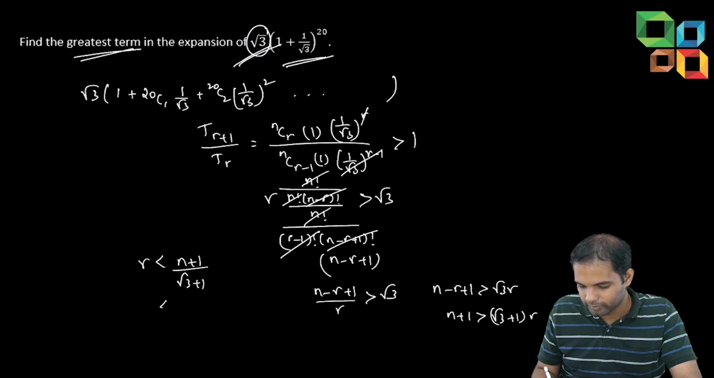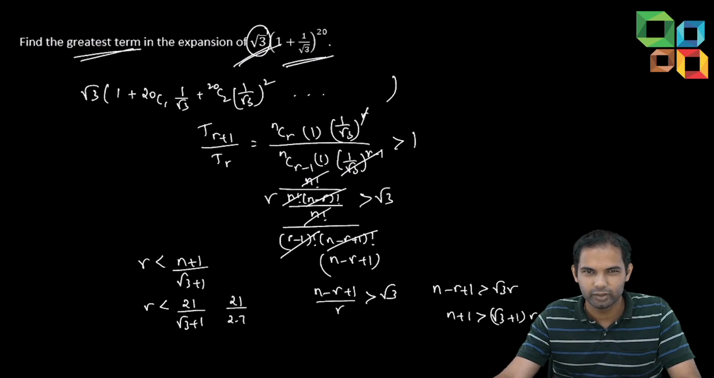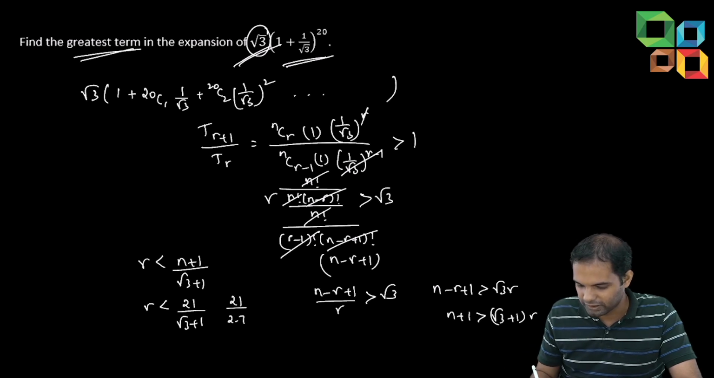We never substituted. So this should be less than 21 by (root 3 plus 1). That's it. So what is 21 by (root 3 plus 1)? We need a rough estimate. So root 3 we can just take as 1.7, so 21 by, say, 2.7. If you want, you can directly divide by, say, 7 and do it, just a rough estimate. But I'll just directly divide and tell you what it is. 21 divided by 2.7 gives you 7.77. R must be less than 7.77.